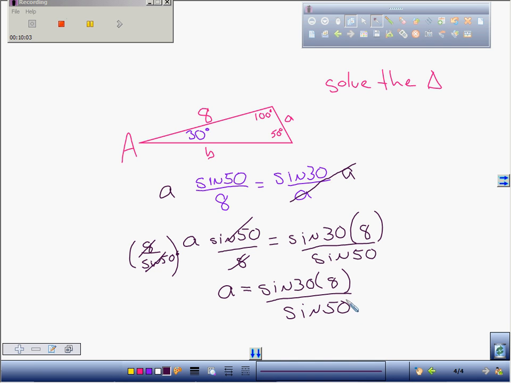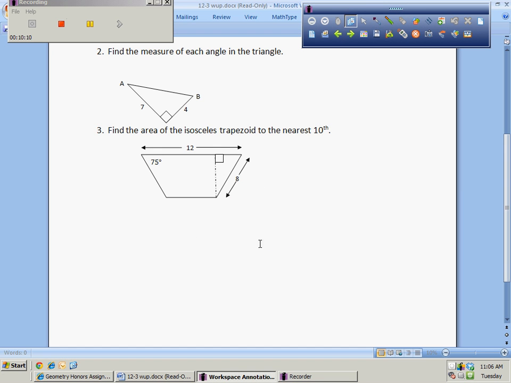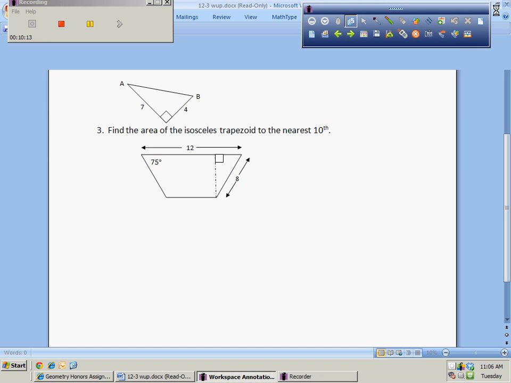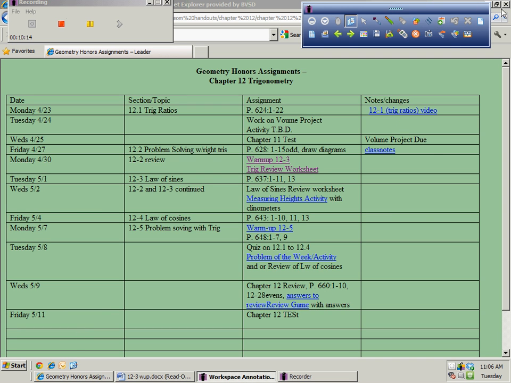Okay? I just want to show you something on your calculator. Can I do that? Cool. Okay? So on your calculator, where's my calculator?